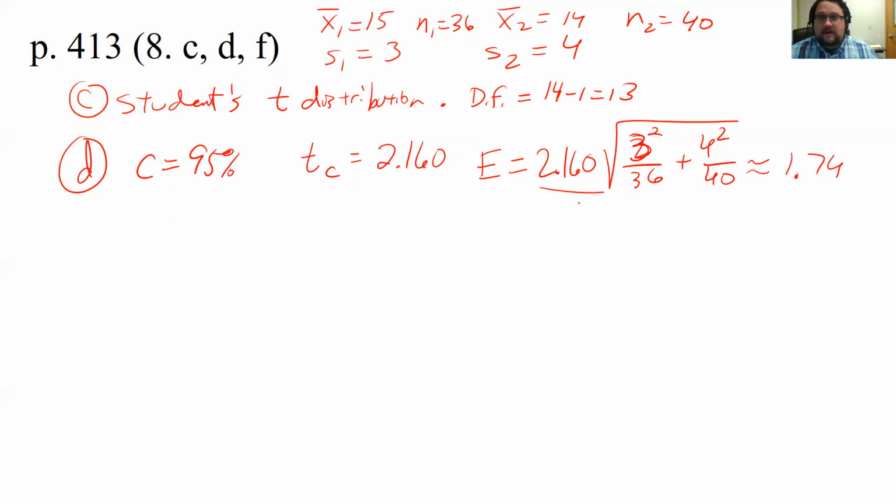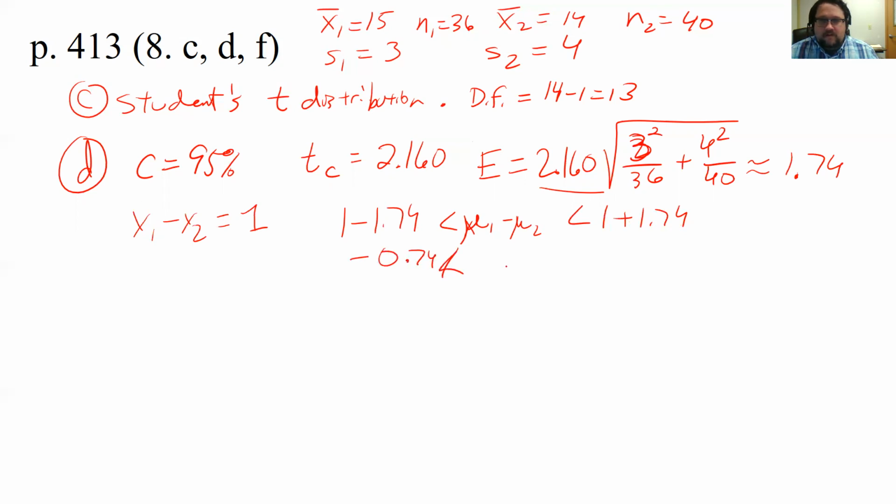1.74. Again, our difference between x1 and x2 was 1. So we're going to have 1 minus 1.74. Oops, mu. Right? Mu1 minus mu2. 1 plus 1.74. So negative 0.74. This difference is somewhere between there and 2.74.